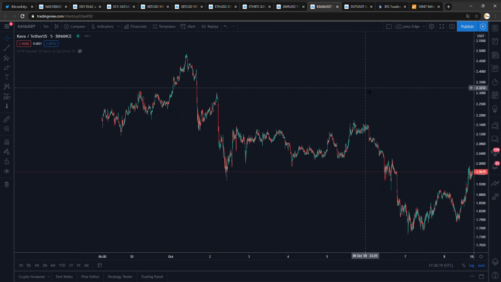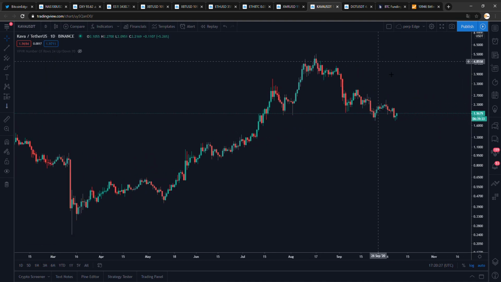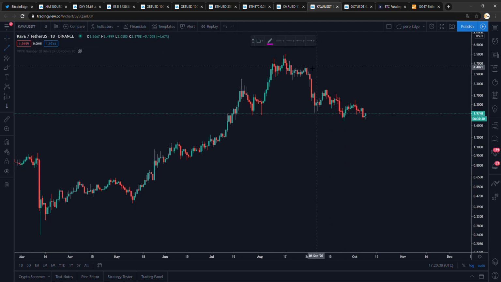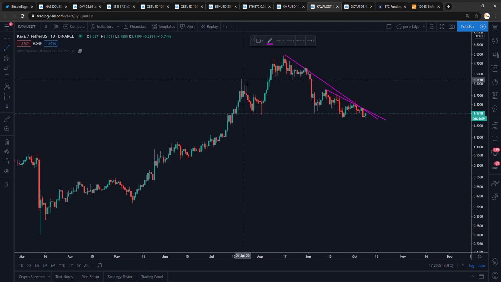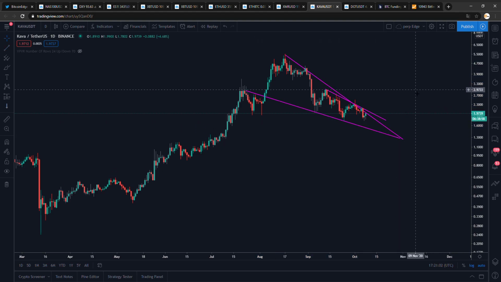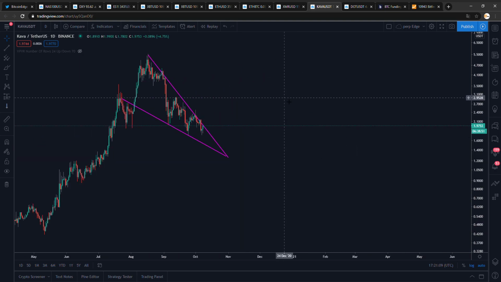Take a look at Kava, a request from a follower. Let's zoom out a little bit. And what do we see over here? We can clearly see this trend line. Like I said, I'm not sure what you like or what you should do. I just like to not exactly draw the tops always. I would say there's something like this in the making. Of course, this one is valid, but so this is what I'm seeing on Kava.